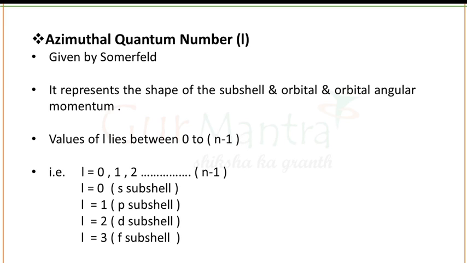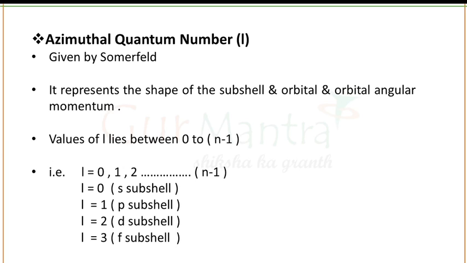Next quantum number is azimuthal quantum number, which is represented by l. This l was given by Sommerfeld, and azimuthal quantum number is a quantum number for an atomic orbital that determines its orbital angular momentum and describes the shape of the orbital. The value of l lies between 0 to n minus 1, which means the value of l can be between 0 to n minus 1.